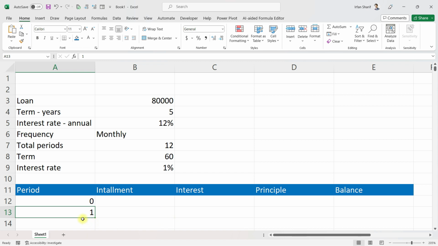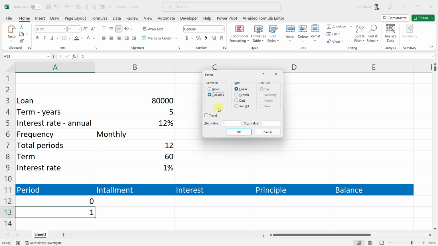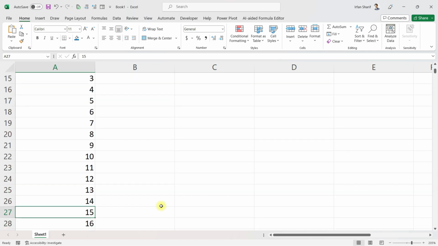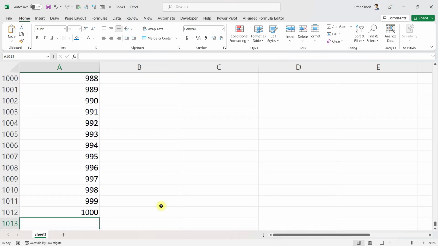So rather than doing it manually, I will just click here and I will say fill series, and in my columns I would say that the step value should be one each time, and then the stop value I'm randomly going to put 1000 here because usually that is going to be the maximum value. Now if we scroll down, you can see that we have the periods in this column up to 1000, and then this list stops.